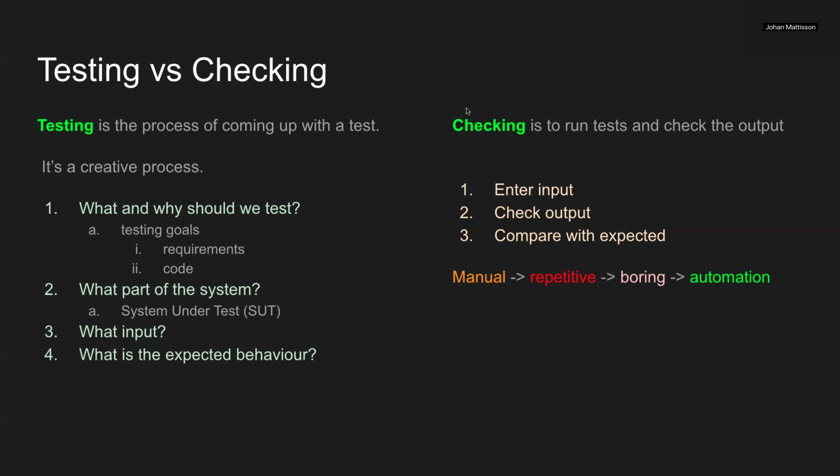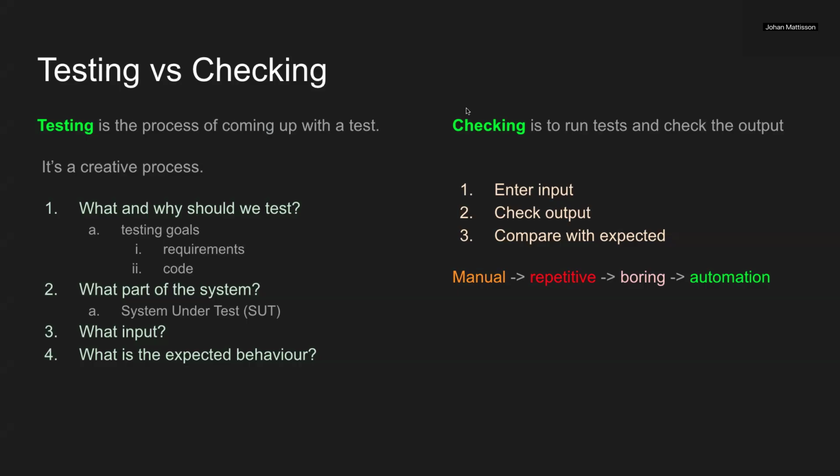So why should we run a test? What are the goals? What are the requirements? What does the code look like? What part of the system? System under test. System under test is something that you will encounter a lot in this course. It is the part we are testing. It can be a method, a function, or something bigger as well. So we need to think about what we are testing, what the system under test is. We need to ask those questions when we create the test. And also, what are the inputs and what is the expected behavior?